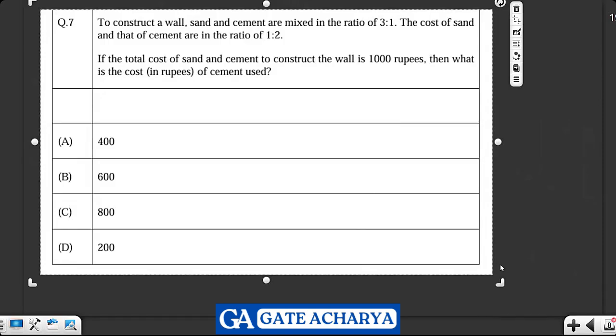Okay, so how to find this, right? This is the concept of ratios here. Sometimes ratios have been asked as part of this, but it's a very rare thing to ask. So that's how I quickly do the ratio. First of all, sand and cement are mixed in the ratio of 3:1, right? So sand is to cement, the quantity is 3:1.